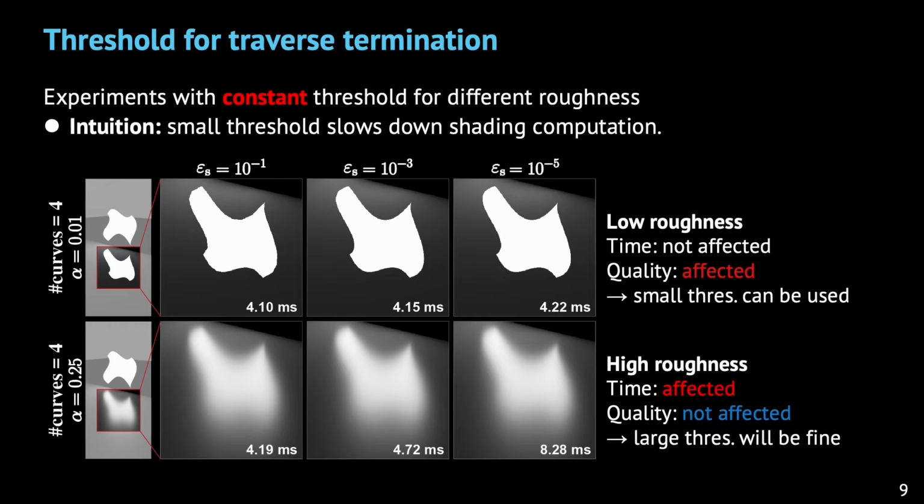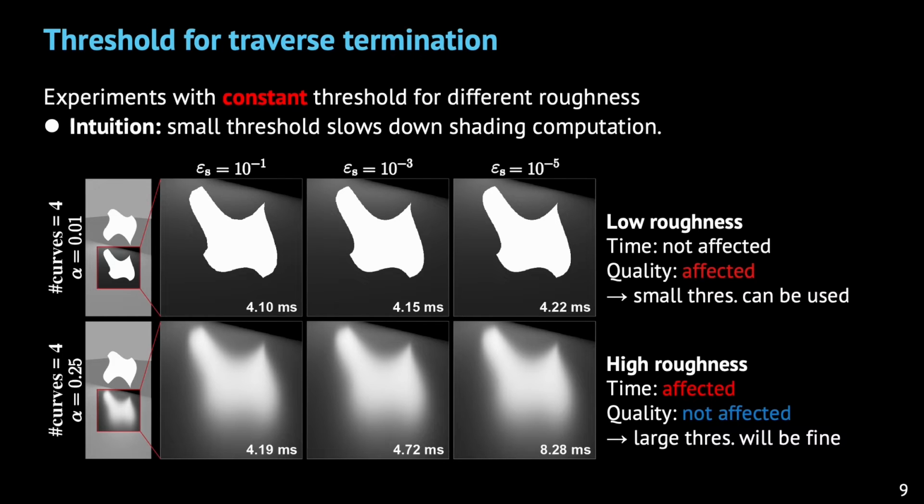Please look at the images shown in the top row. When the roughness of the reflection surface is low, the computation time does not get longer even by setting a small threshold. In contrast, the rendering quality gets significantly worse when the threshold is not sufficiently small. Therefore, we should use a small threshold for a surface with low roughness to obtain better quality.